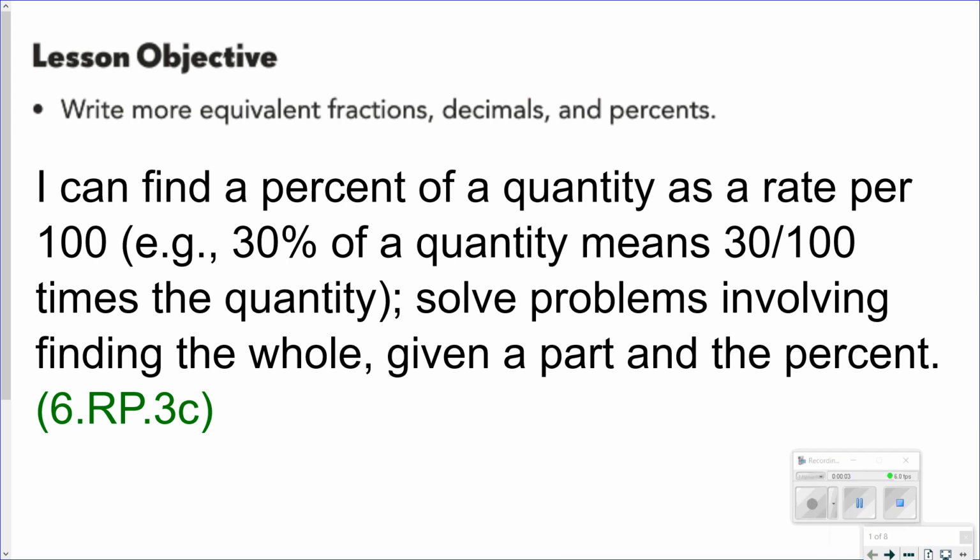For today's lesson, we will continue converting fractions and decimals into percentages and taking percentages and converting them into fractions. And the standard that we'll be addressing today is listed here, 6RP3C.